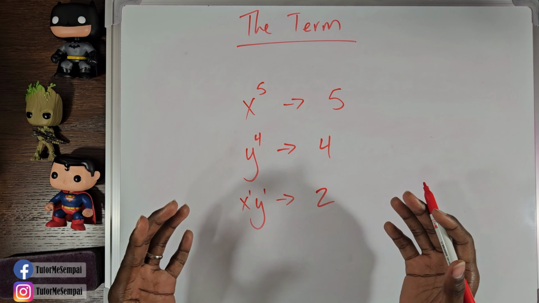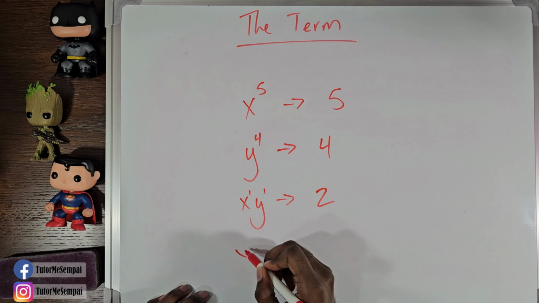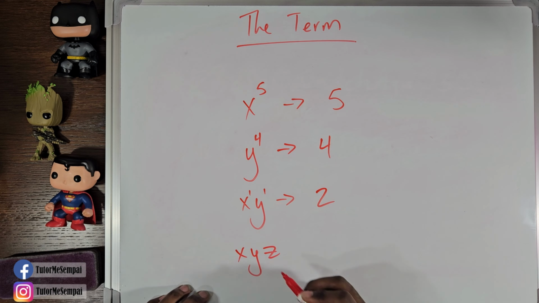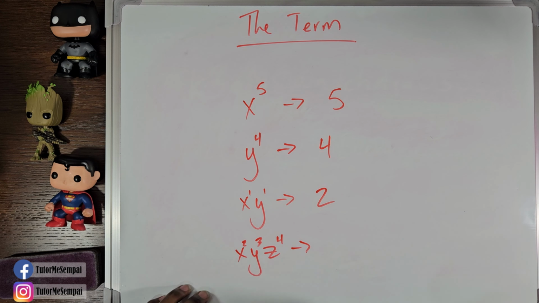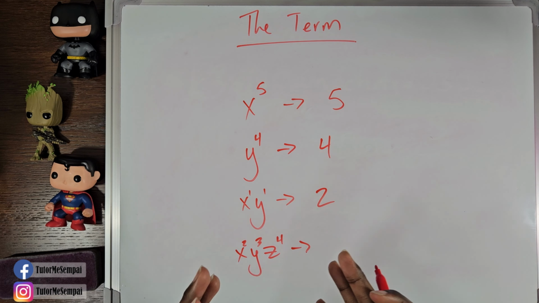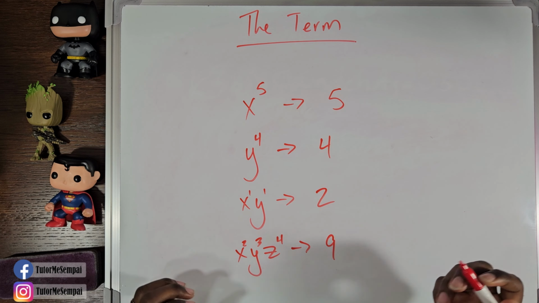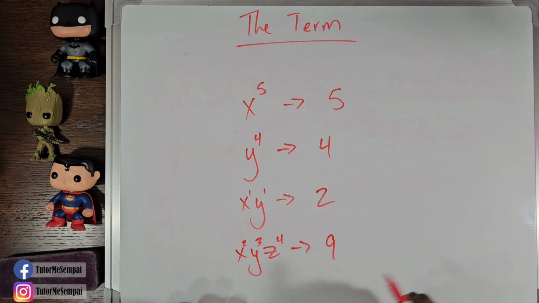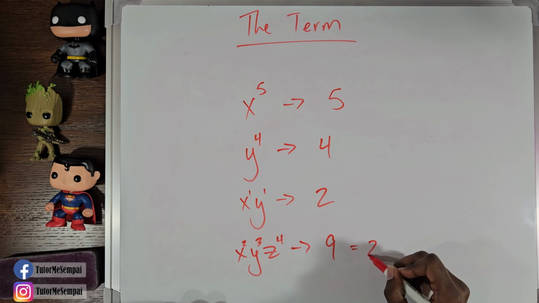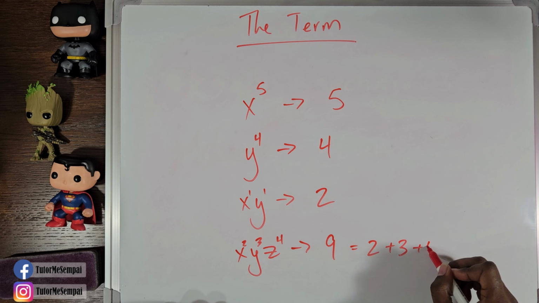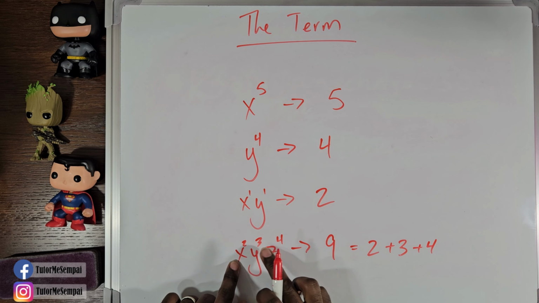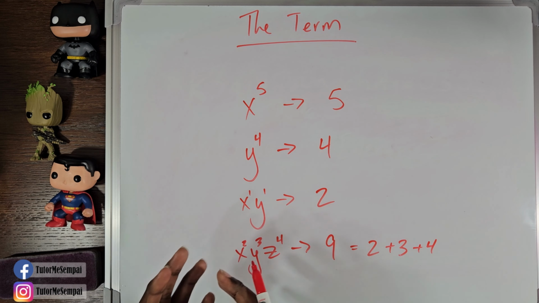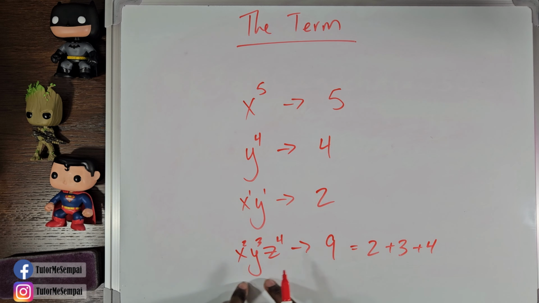And this works for more variables than just 2. So let's say you had x, y, z, and it was to the 2nd, 3rd, and 4th power. What would then be your degree for this term? If you said 9, you would be correct because you're going to be doing 2 plus 3 plus 4. 5 plus 4 gives you 9. You're adding up all of your exponents for each variable.